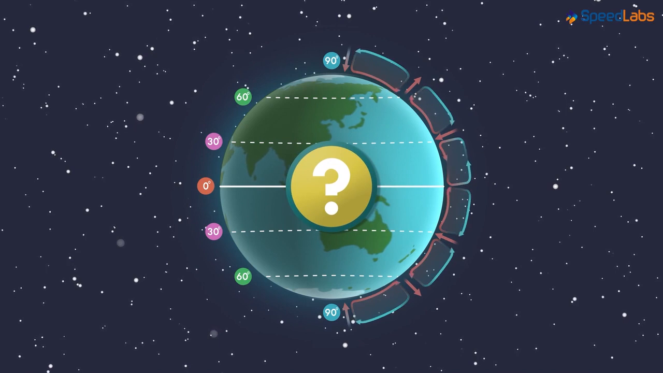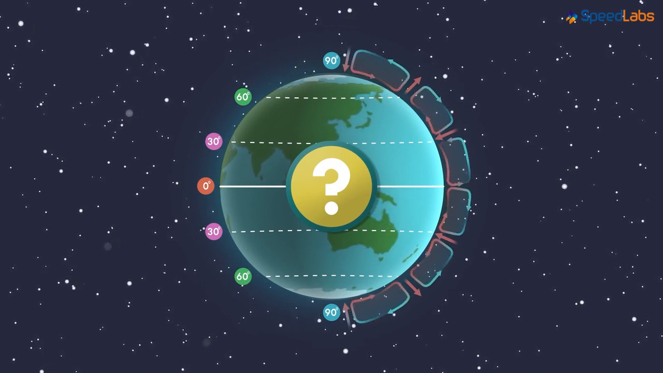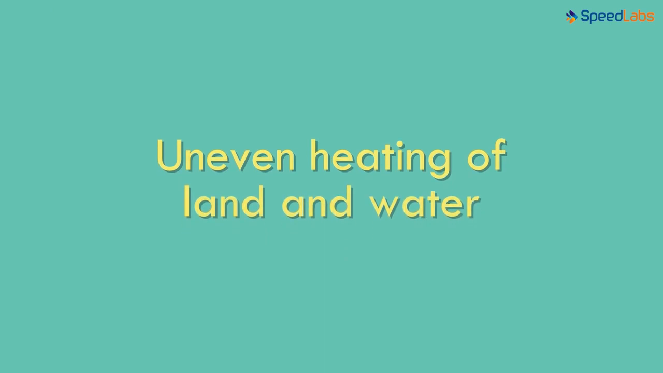Is there anything else that influences the weather and climate on Earth? Yes, another factor is uneven heating of land and water on Earth. Let's have a look at this factor in the upcoming video.